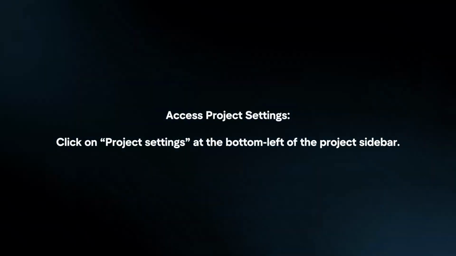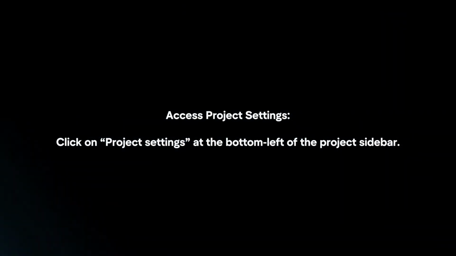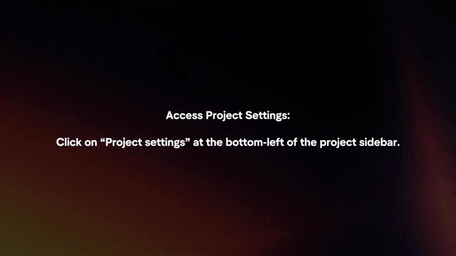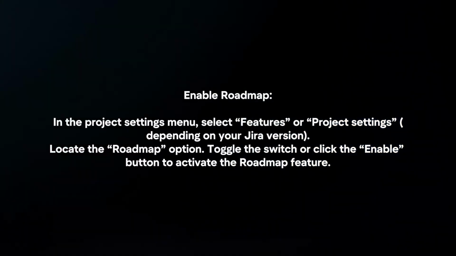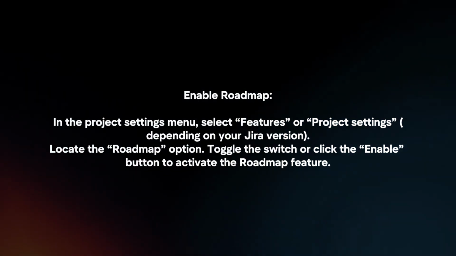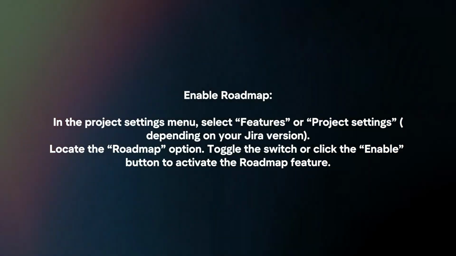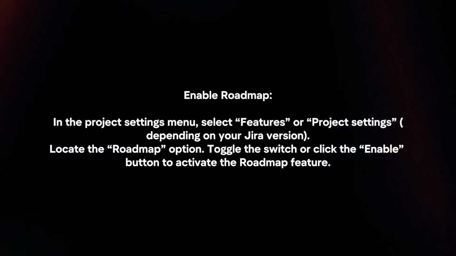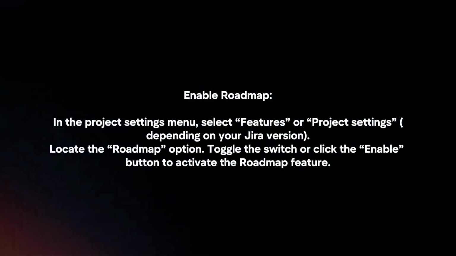Access project settings. Click on project settings at the bottom left of the project sidebar. Enable roadmap. In the project settings menu, select features or project settings. Locate the roadmap option. Toggle the switch or click the enable button to activate the roadmap feature.